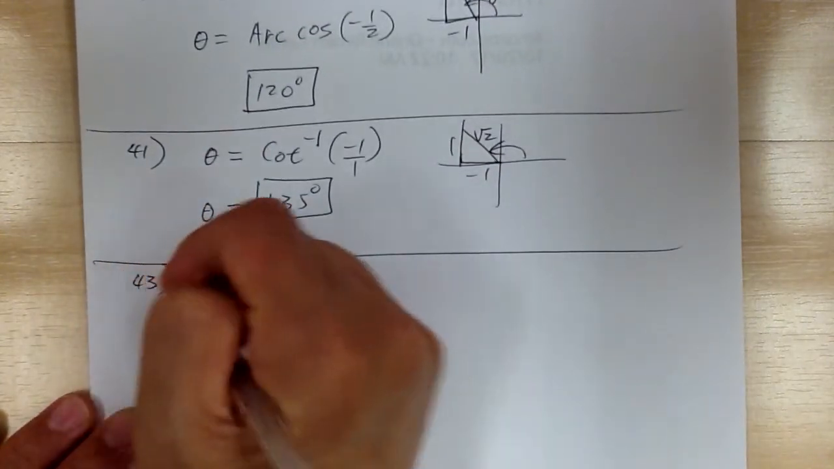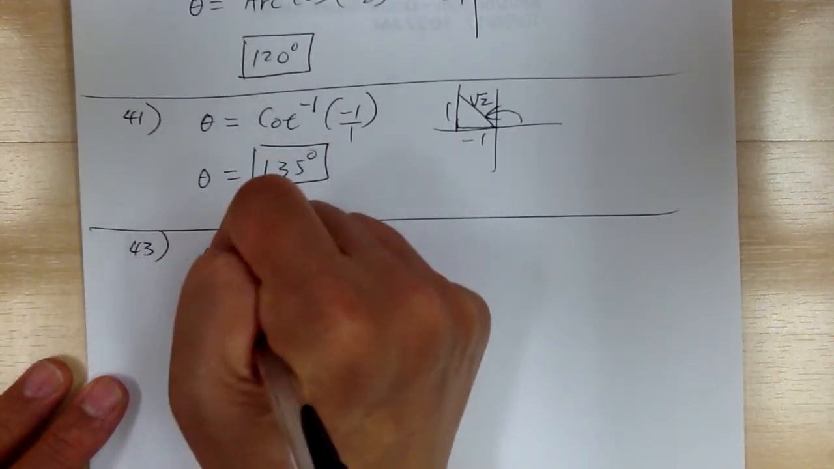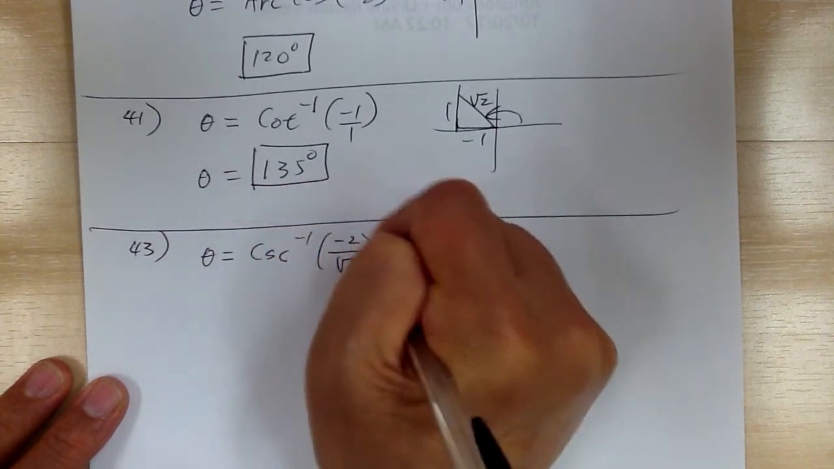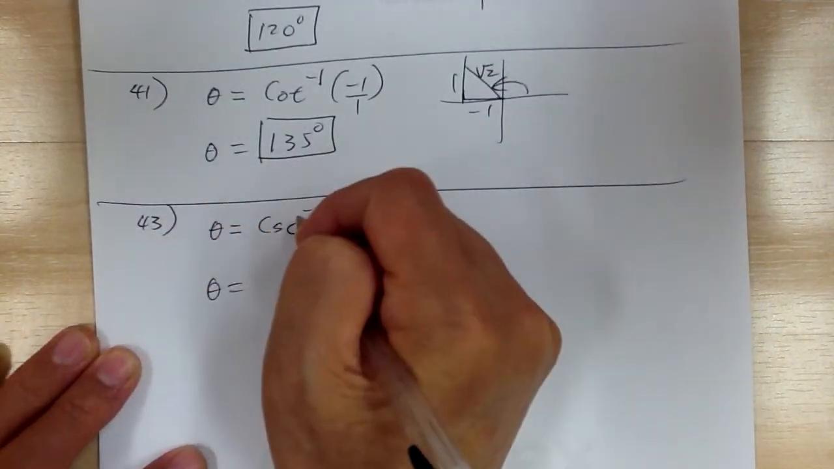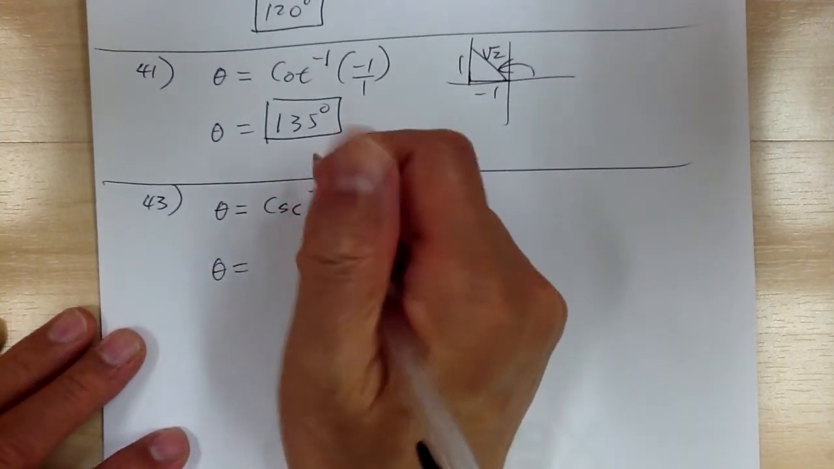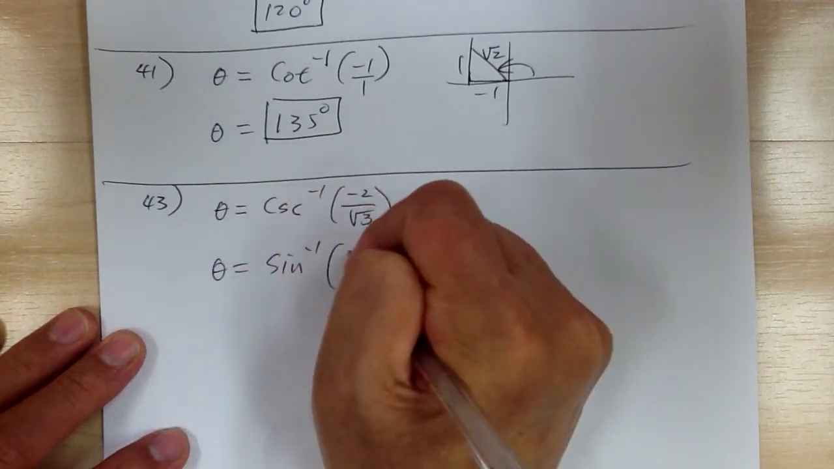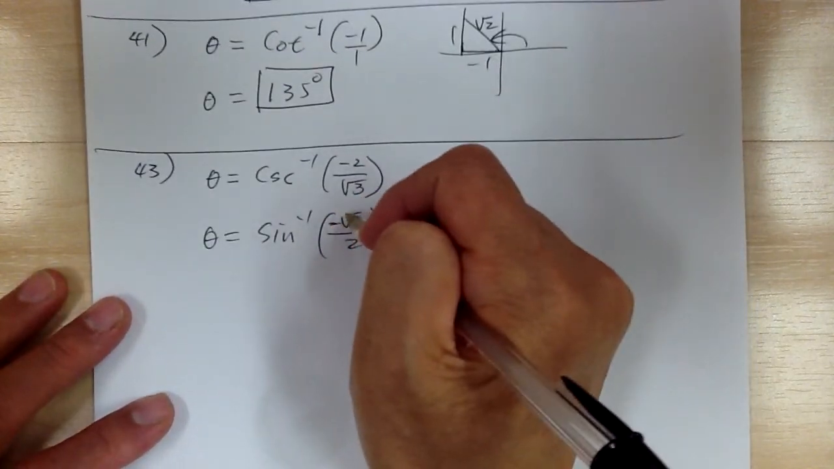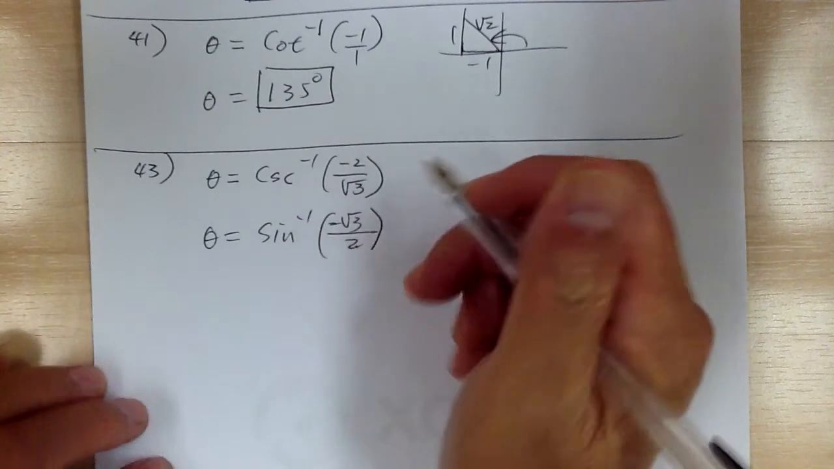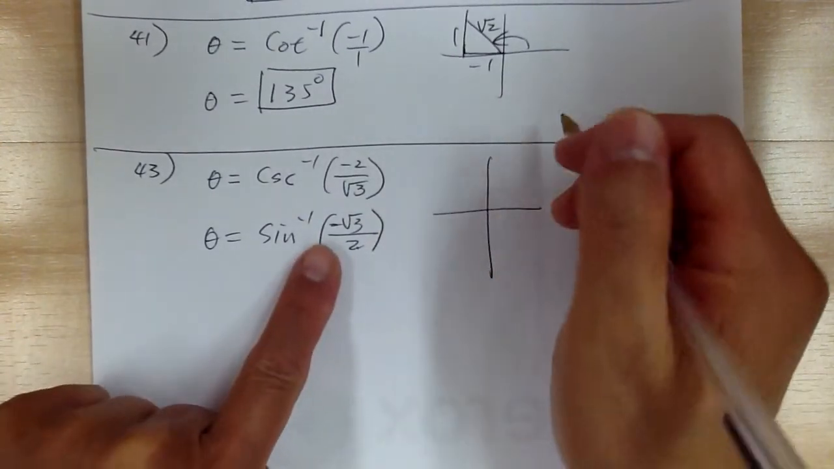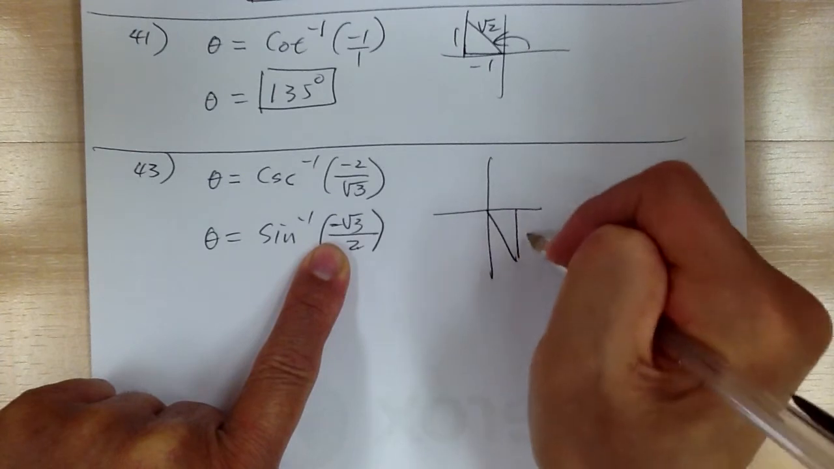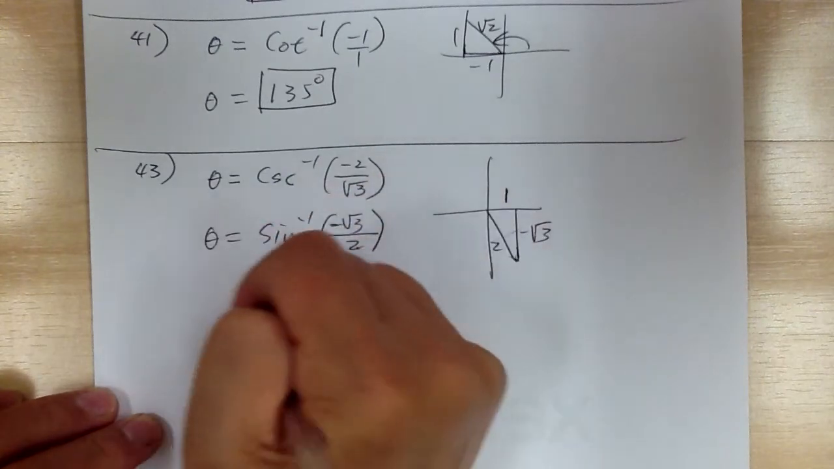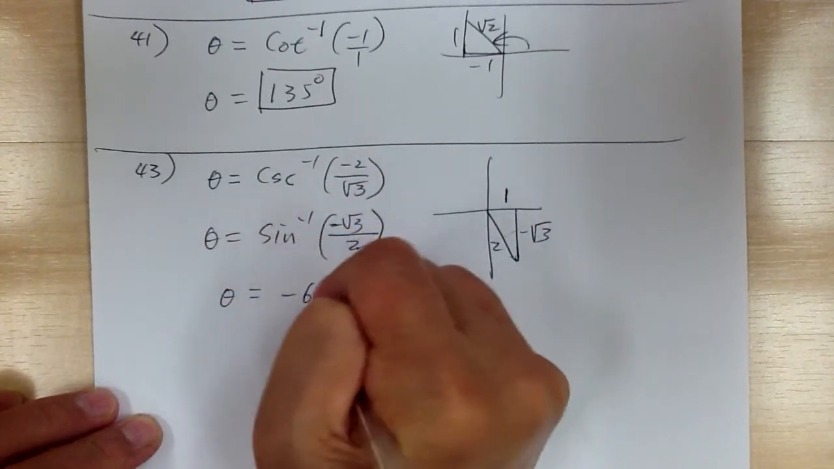Let's go to 43. You got theta equal to inverse cosecant of negative 2 over square root of 3. Okay. So again, I'm going to convert into primary function. Cosecant came from sine. And the reason I put a negative on top is because this is the hypotenuse. Hypotenuse is always positive. Right? So if you draw your picture, inverse sine is down here, so negative square root of 3 over 2, so this is 1, so this is going to be your negative 60 degrees. So it'll be negative 60 degrees.